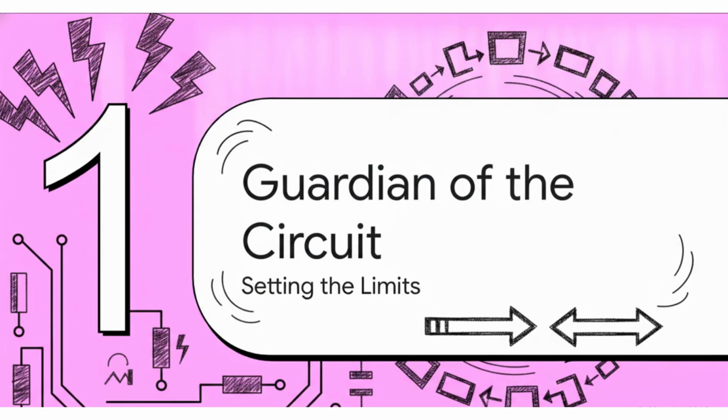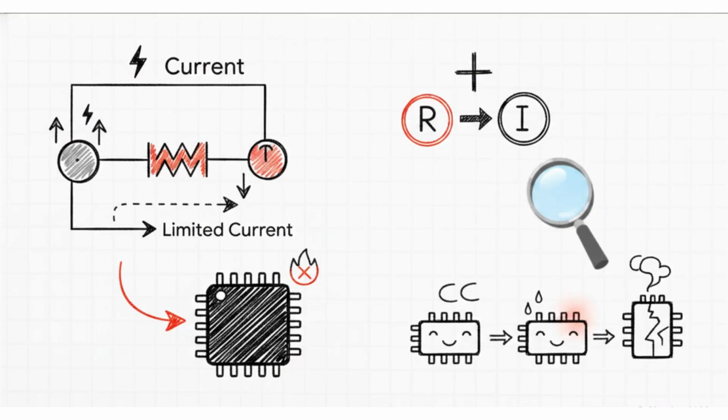All right, section 1, the guardian of the circuit. Let's see exactly how these components set the absolute limits for electrical flow. At its core, a current-limiting resistor is simply a fixed resistor placed in series with a device. Now, why is this so critical? Well, because most electronic components have super strict maximum current ratings. Take a typical indicator LED, right? It might only be able to handle about 20 milliamps.